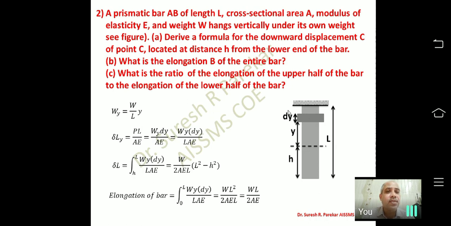Now the third part asked: what is the ratio of the elongation of the upper half of the bar to the elongation of the lower half of the bar? Now if I talk about the upper half of the bar, then my limit will be L by 2 to L, and when I consider the bottom part, then I have 0 to L by 2, because the origin is at the bottom and from there you have to consider. So the lower half we have 0 to L by 2, and the upper half we have L by 2 to L.